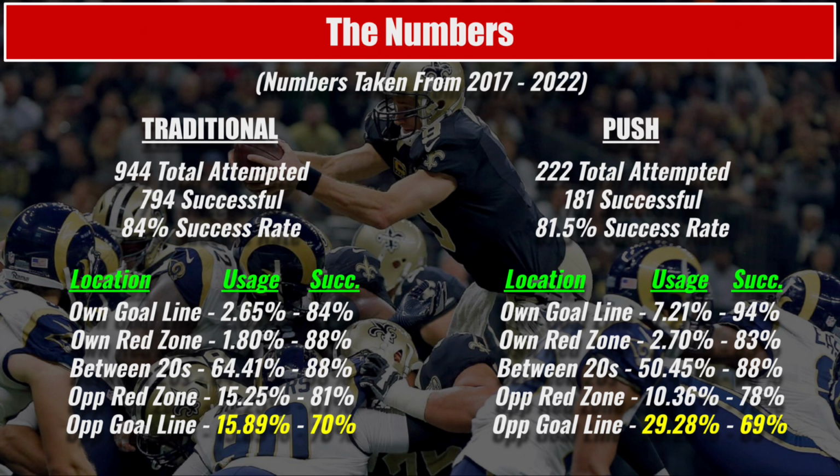This makes sense because the sneak relies on there being a gap that the quarterback can fall through to pick up the line to gain. When you're on the goal line, there aren't too many gaps to fall through, which is why teams are using the push sneak more in that situation.